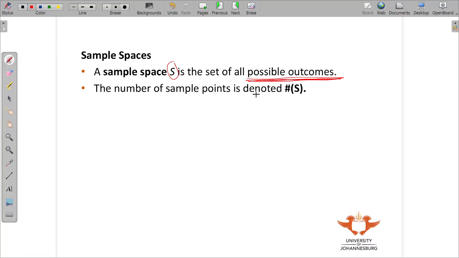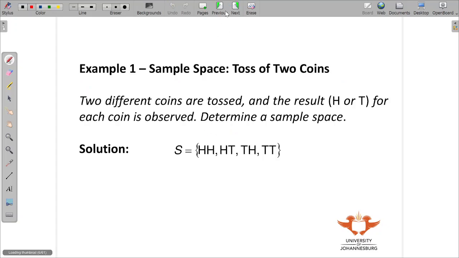And the number of the sample points is denoted by this. Sometimes we have to find the number of the sample points. Anytime we have this hash with the sample space, then we are looking for the number. How many are the possible outcomes, or how many are the possible options? That is what we are dealing with when we put this hash with that. Let's go to example 1.